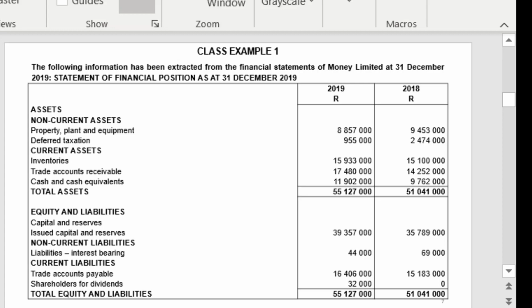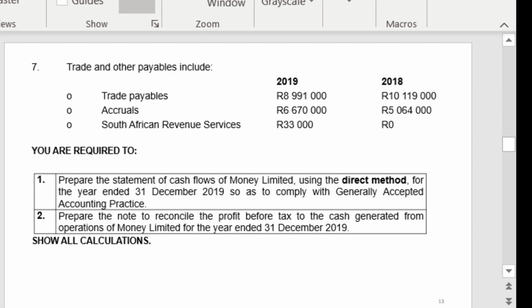Now let us look at the class example. First things first, we'll first look at the required, then we'll look at the content of this class example. Here's the required of this example. There are two required. Required number 1, they want us to prepare the statement of cash flow of Money Limited using the direct method for the year ended 31st December 2019.